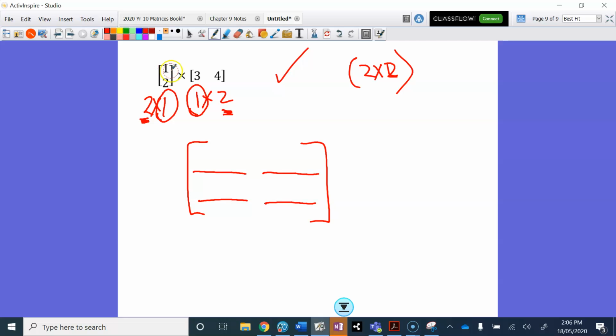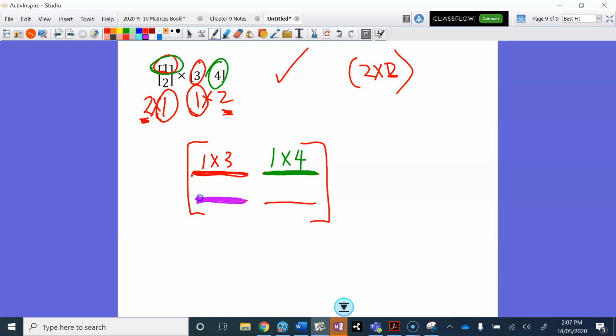And each one of my rows and columns this time only has one element in it. So if I'm looking for first row, first column, I run across the first row, down the first column. 1 times 3. To get my second element, which is in the first row and the second column, run across the first row, dive down the second column. 1 times 4. So the calculation is a little bit easier this time because there's less bits and pieces involved.